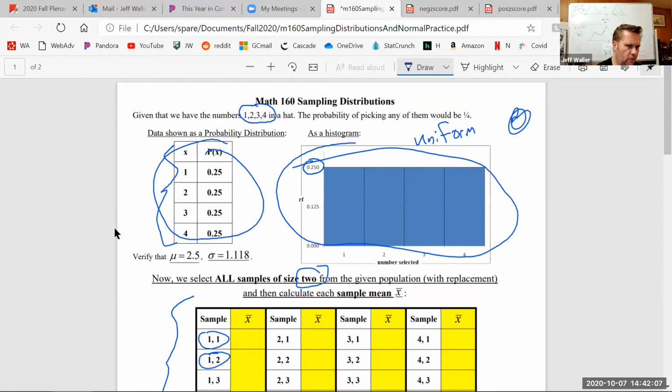If I have the numbers 1, 2, 3, and 4 in a hat, they each have a 25% chance of happening, right? So these are all the things that could happen, and there's a 25% chance of them happening. Yeah, I understand that part. Okay, cool. And then if I do the mean and the standard deviation, I get those things. We'll come back to those later. So that's the mean and standard deviation for the original.